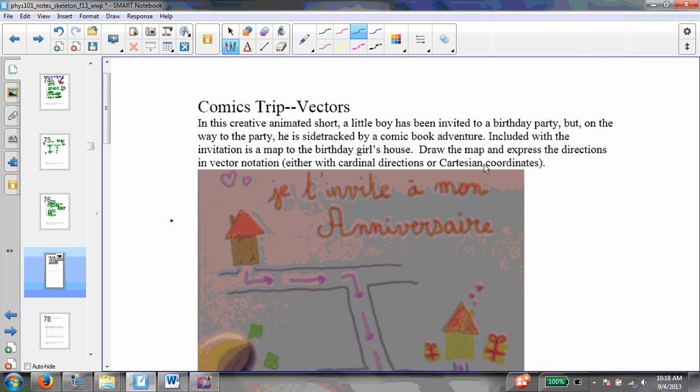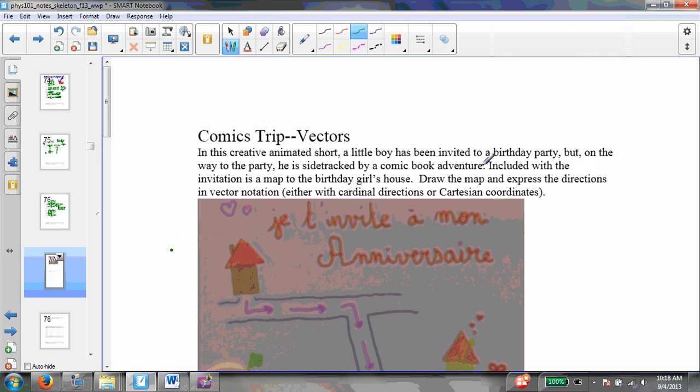All right, let's do a little example. Let's look at this video. This video is called Comic Strip, and it's about this little boy that's invited to this birthday party. And he receives this map in the mail. And I'll show a picture here of the map, but you can watch this clip. You're just going to watch a little bit of it.